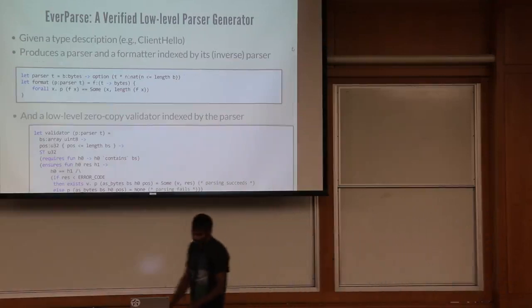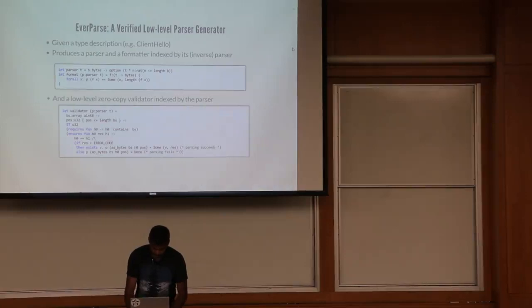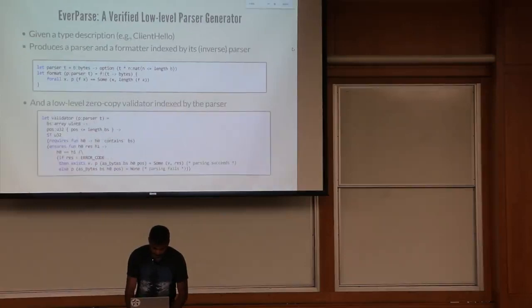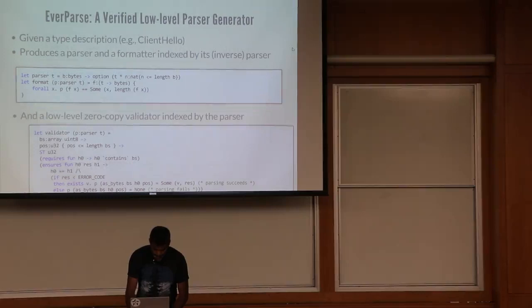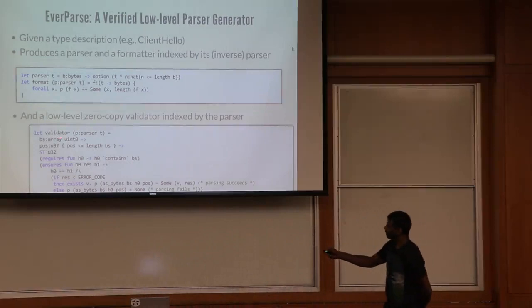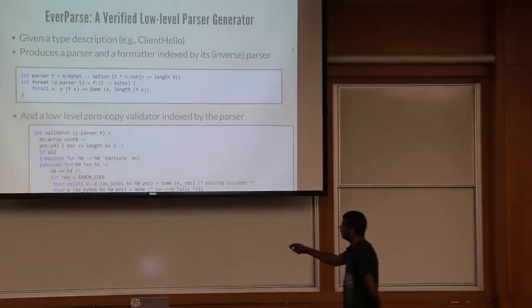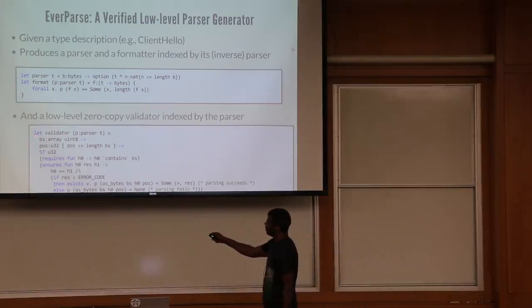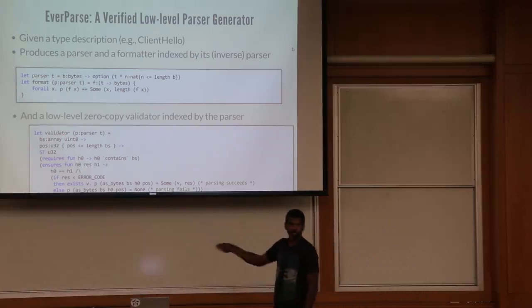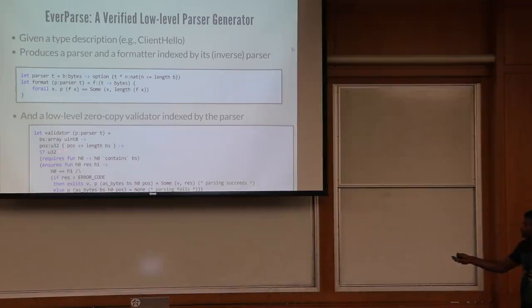Its type, sorry, I'm going to have to make this a tiny bit smaller. Good, I think you can see that's all of it. Okay. So a validator is indexed by a parser, and it takes as an argument an array of bytes, an array of uint 8. That's a mutable array. That's my representation of my network buffer. And it's got a position. That's the position into the network buffer from which I'm supposed to start validating.